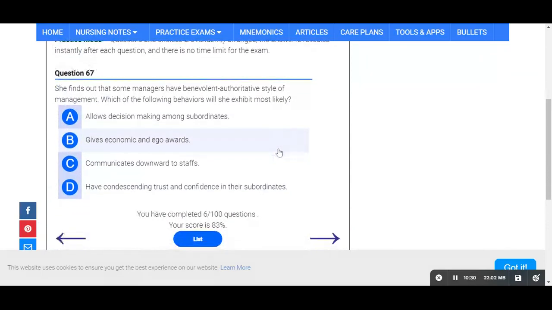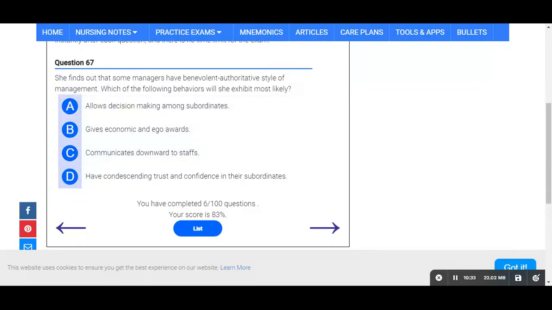Now, next one. She finds out that some managers have benevolent, authoritative style of management. Which of the following behaviors will she exhibit most likely?